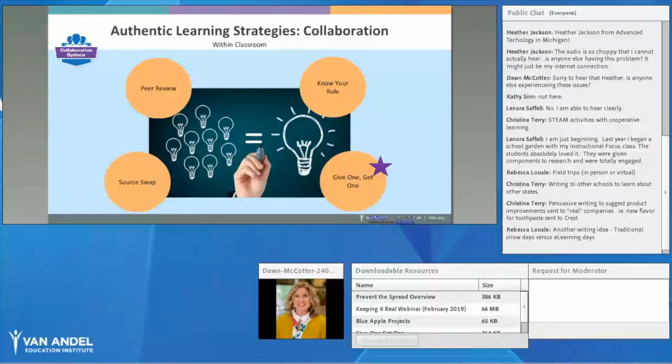And then the last one there, it's starred because there's a download for you at the bottom of your screen. You see downloadable resources. It's give one, get one. And this is a great way to gather prior knowledge from students, but also to do a review at the end of a lesson or possibly a project. Whatever that question or topic is, have the students write three things that they know about it, and then have them get up and find a partner and share one of those things, and their partner would then share one of their ideas, and then they would go and do that with another person. So when they're all done, they'll have three things that they put down, and then two ideas from other students in the classroom.